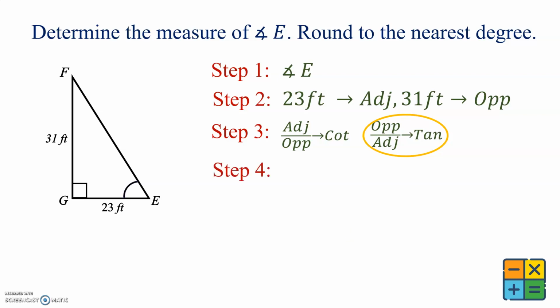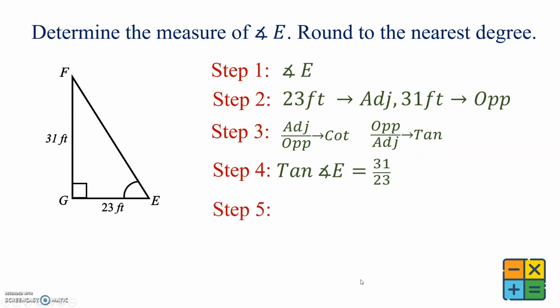Step 4 says let's substitute everything in. The trigonometric function, we said from step 3, was going to be tangent. Step 1 told us the acute angle, angle E, the equal sign, and the ratio chosen from between steps 2 and 3. Step 3 says opposite to adjacent. Step 2 told us the opposite was 31 feet, the adjacent 23 feet.